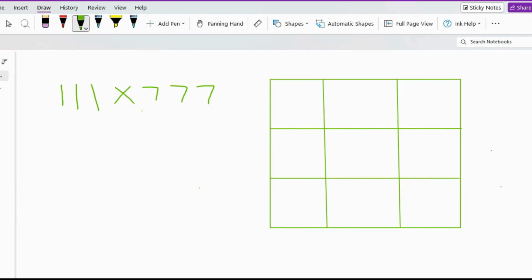Now what we got to do, it's 111. So either you write 111 here or here, it doesn't matter. So if you want, we can write 111 here. So 111, if you break it down into hundreds, tens and units, this is what you would get: 100, 10, and 1. Same way, it would be 700, 70, and then just a 7.